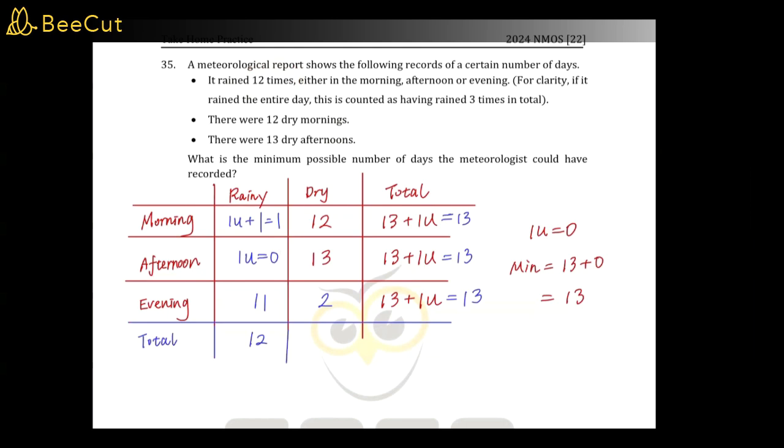Okay, then the number of times when it's dry is 12 plus 13 plus 2, 27. Where everything adds up together is 39. Okay. So 13 days, 13 mornings, 13 afternoons, 13 evenings.